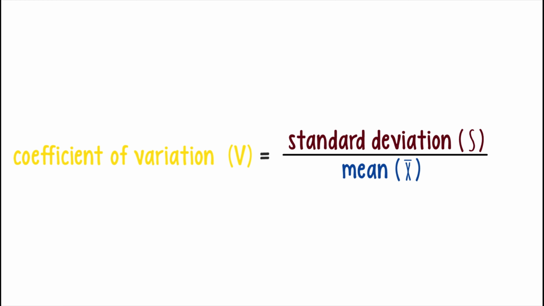Let's start by looking at the formula for calculating the coefficient of variation. The formula is coefficient of variation equals standard deviation divided by the mean. Thus, the coefficient of variation relates the standard deviation to the mean, which explains why it serves as a relative measure of comparison. Now, let's examine the following example to properly understand the coefficient of variation.